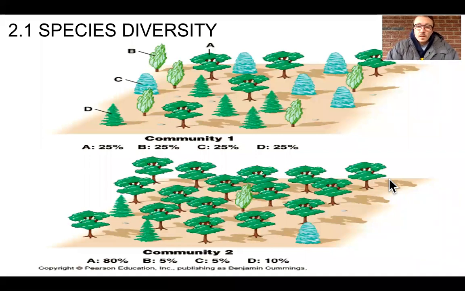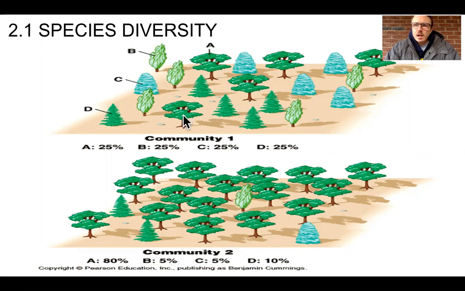Well, looks like all of you got it right. Community 1 is, in fact, more biodiverse than Community 2. But if we went with our old school misconception of biodiversity, if we only counted the number of species, these two communities have the same species richness, right?